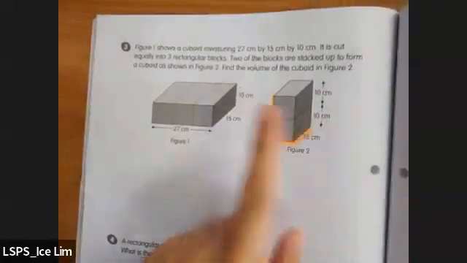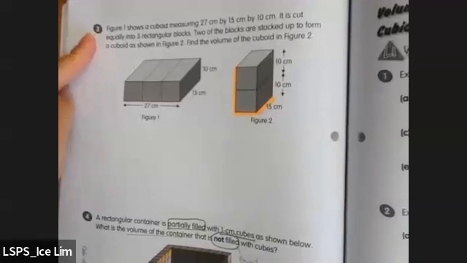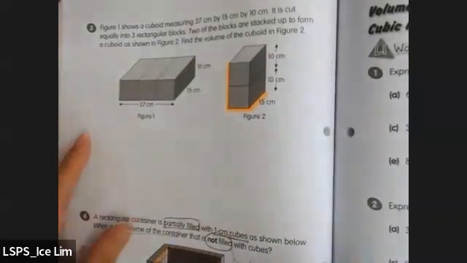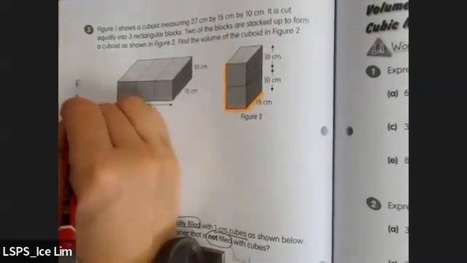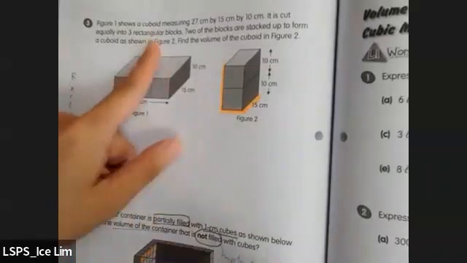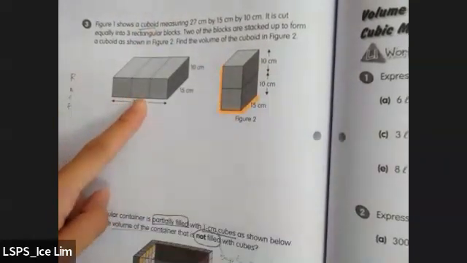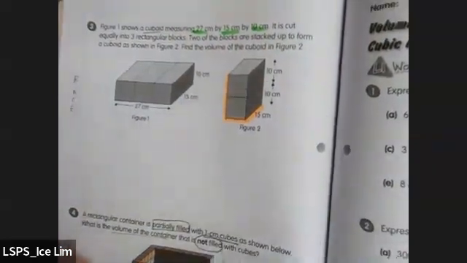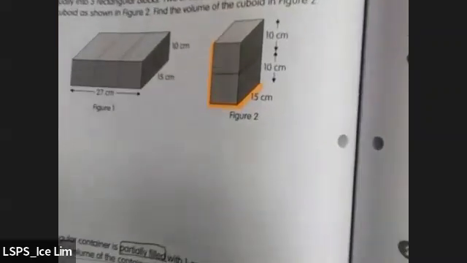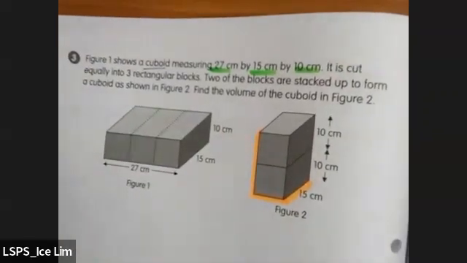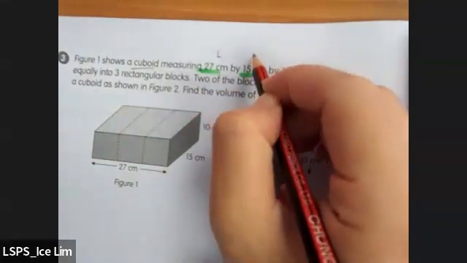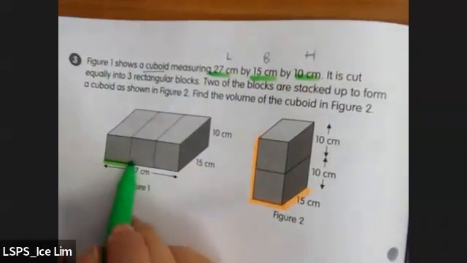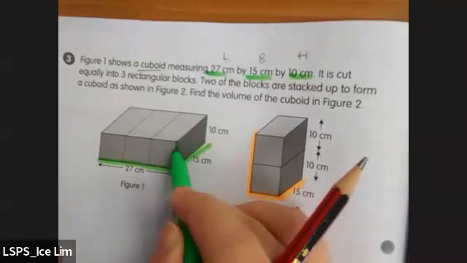Okay. So yesterday we were at here. This question, page 150, question 3. So yesterday was just to find out these 3 measurements. So the story goes like this. There's this cuboid here that measures 27 by 15 by 10. You realize that very often when they give measurements, it goes by length, breadth, height. How long, how wide, and how tall. So this is how long, how wide, and how tall.